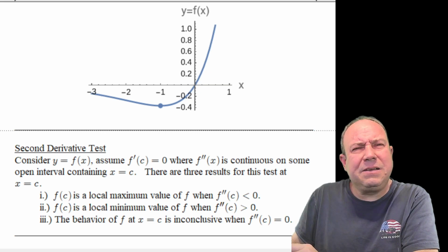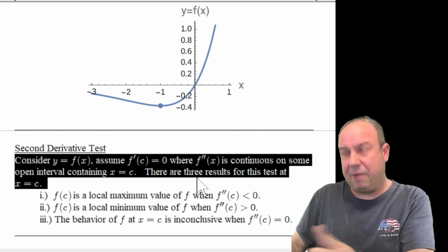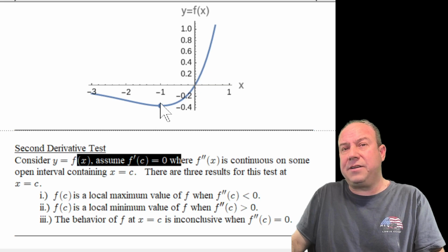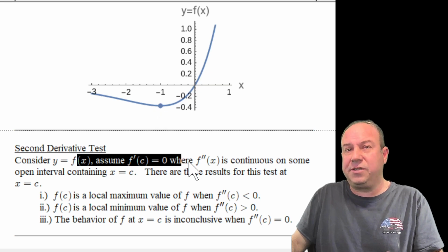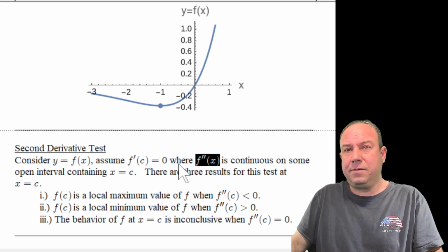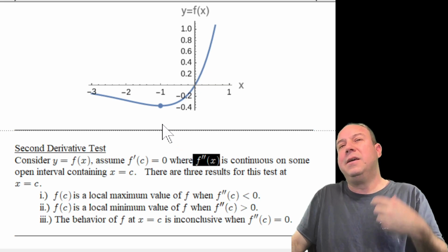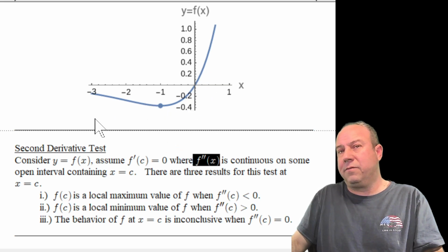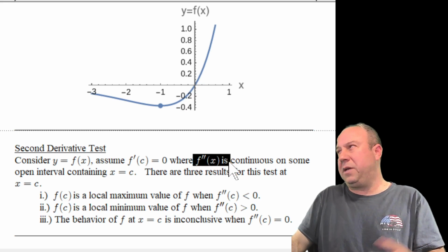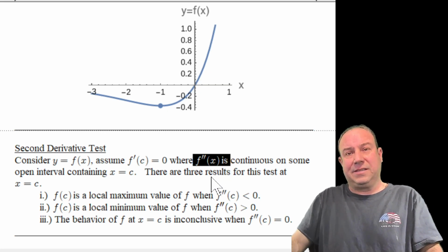But let's see here. Yes, there are some conditions for the second derivative test to run. You do have to assume that the slope of the line tangent to your curve at the critical point is 0, right? And f double prime of x is continuous on this open interval, right? You do have a second derivative that is continuous on that interval, meaning it's differentiable in a sense, right?